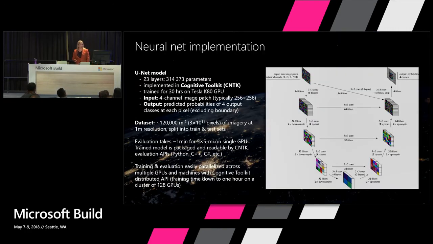A little more detail on our neural net implementation. It was based on UNet, as I said, 23 layers, a lot of parameters. We implemented it using the Cognitive Toolkit, CNTK. Some of you may have used that. It's one of our open source deep learning frameworks. We trained it, and I'll talk more about the inputs and outputs on the next slide. This is a lot of data. We split it fairly evenly into training and test sets, and we were able to train it fairly quickly.